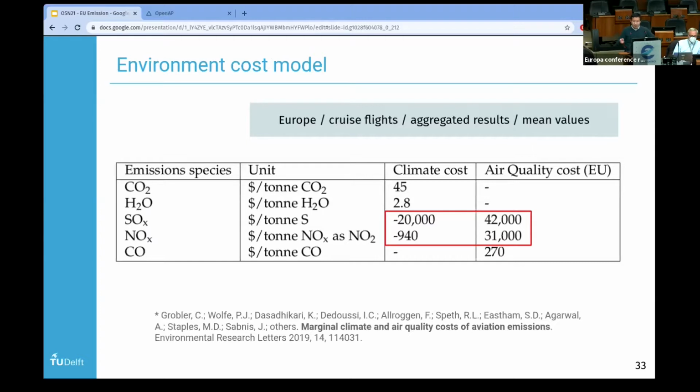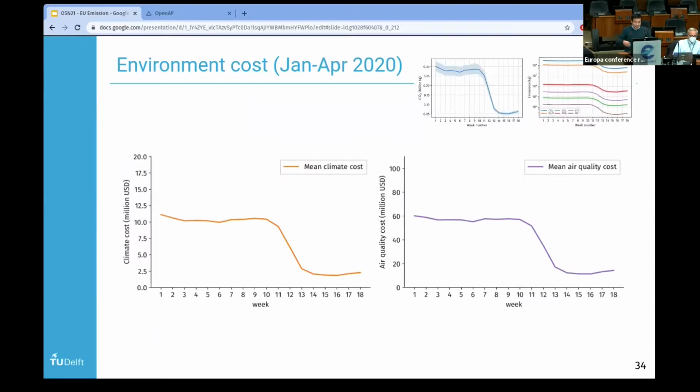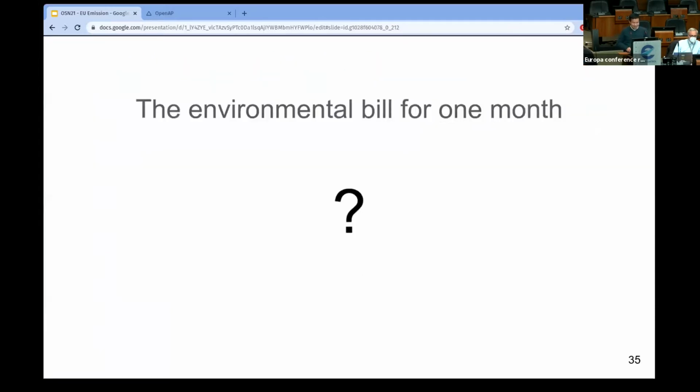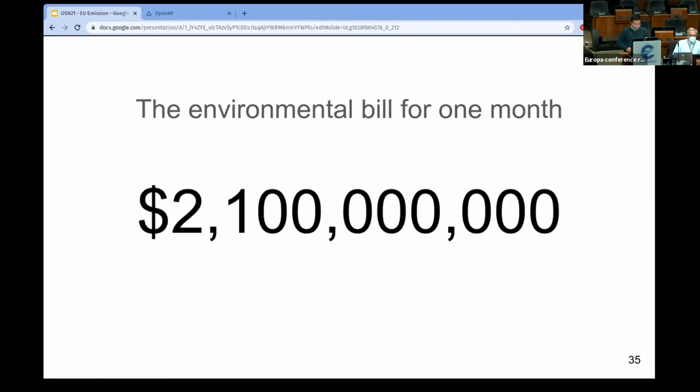So this is one of the researches my co-author Irene Deducci was involved in a few years ago with her co-authors, and this kind of parameter has been quantified, and so we plug in those numbers with all the CO2 and other types of emission we got. So this is the cost we have. The climate cost probably stays about 10 million. The air quality cost stays about 60 million. That's per day. Yeah. So the environment bill for 1 month is about $2 billion.